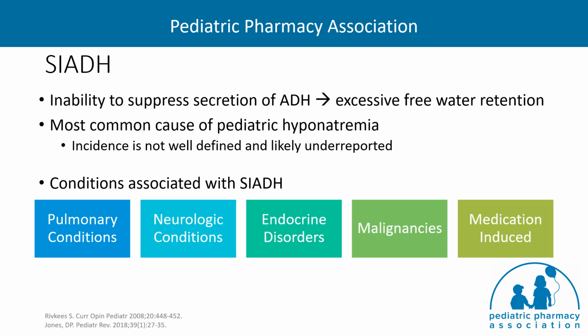In SIADH, there is an inability to suppress secretion of ADH, which leads to excessive free water retention, leading to hyponatremia. This is the most common cause of pediatric hyponatremia. The incidence is not well defined and is likely underreported. There are a lot of conditions that our pediatric patients are prone to that have associations with SIADH. Pulmonary conditions such as pneumonia, bronchiolitis, asthma, cystic fibrosis, and positive pressure intubation, certain neurologic conditions including meningitis or encephalitis, tumors, trauma, hydrocephalus, and brain abscesses, endocrine disorders including hypothyroidism and cortisol deficiency, malignancies, as well as medications.